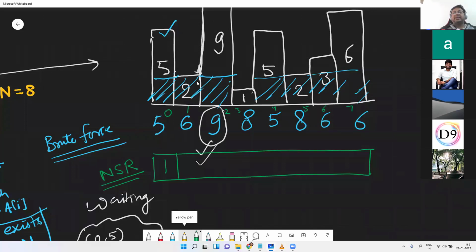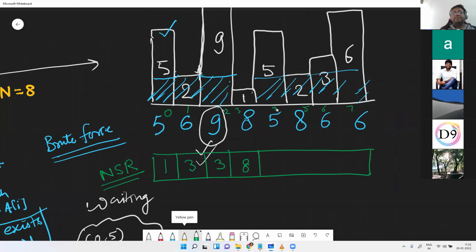For 2, who is the next smaller index to the right of 2? What is the index of that? Index of that is 3. For 9 bar, what is the next smaller index to the right? It is 3. Let's fill that. For 3 index, what is the next smaller index to the right of it? For 1, value 1, index 3, what is the next smaller to the right of it? It is none. So we will fill the size of the array, which is 8.